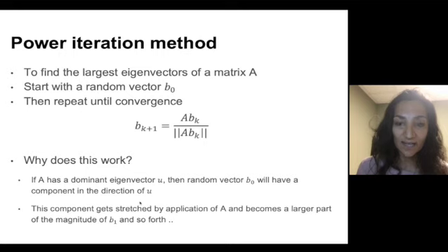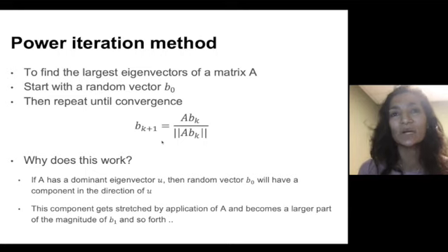Now, this method can get pretty computationally complex in higher dimensions, so there have been other methods used in the past. One such method is the power iteration method. In this method, to find the largest eigenvector of a matrix A, you start with a random vector, and you repeat this until convergence. This involves multiplying this random vector by A and rescaling it to have unit norm, and then using this as the next iteration vector. So this will eventually converge to the eigenvector corresponding to the largest eigenvalue.